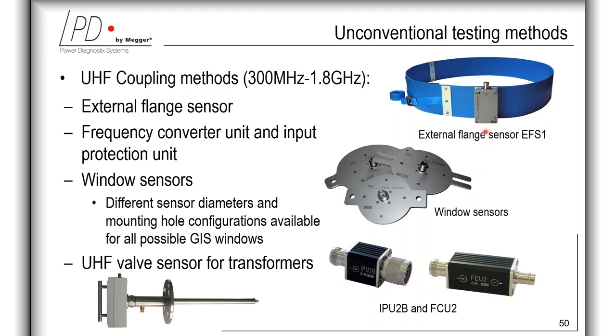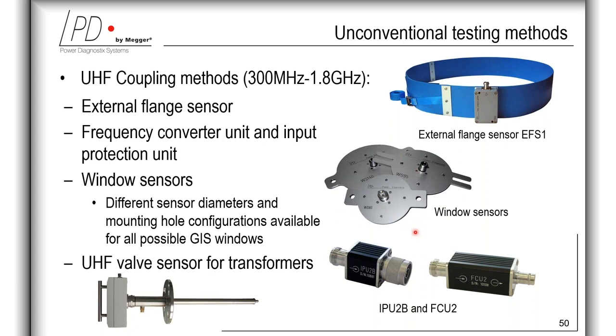External flange sensor is a wideband ultra-high frequency antenna for PD detection on gas-insulated switchgears and gas-insulated lines. And since it's wrapped around the unshielded flange connection, the flange dimensions are required. And regarding external window sensors, they are mainly used to equip older GIS with ultra-high frequency monitoring, and PowerDiagnostix offers such window sensors of different sizes to fit the inspection window of the gas-insulated switchgear.